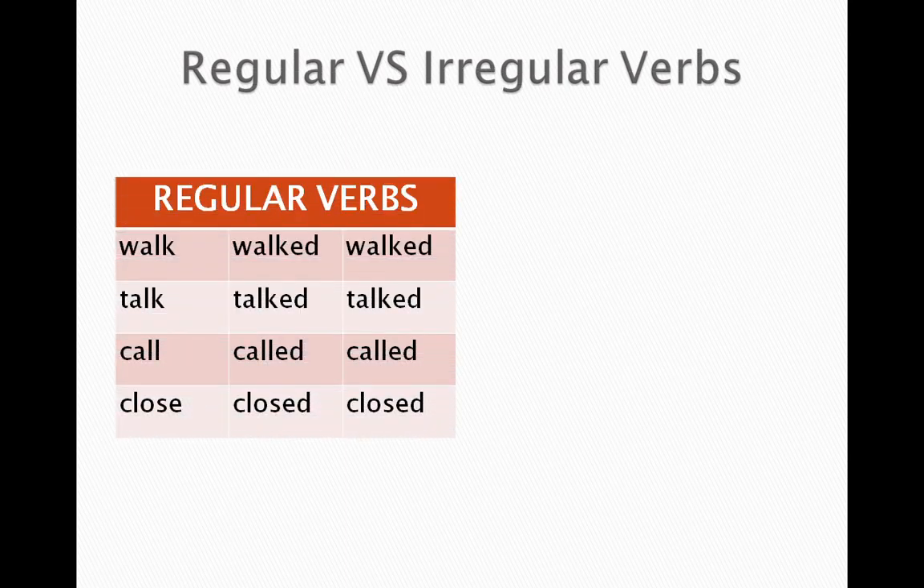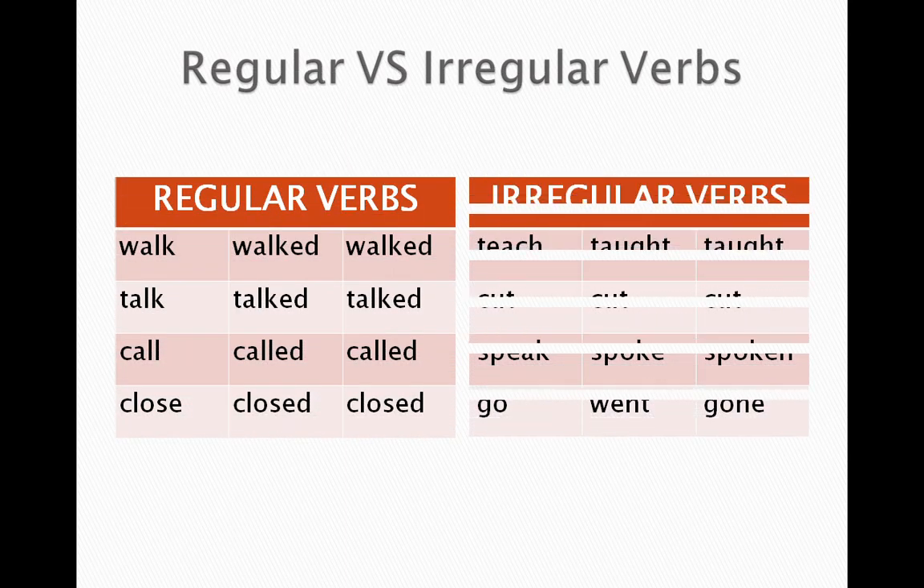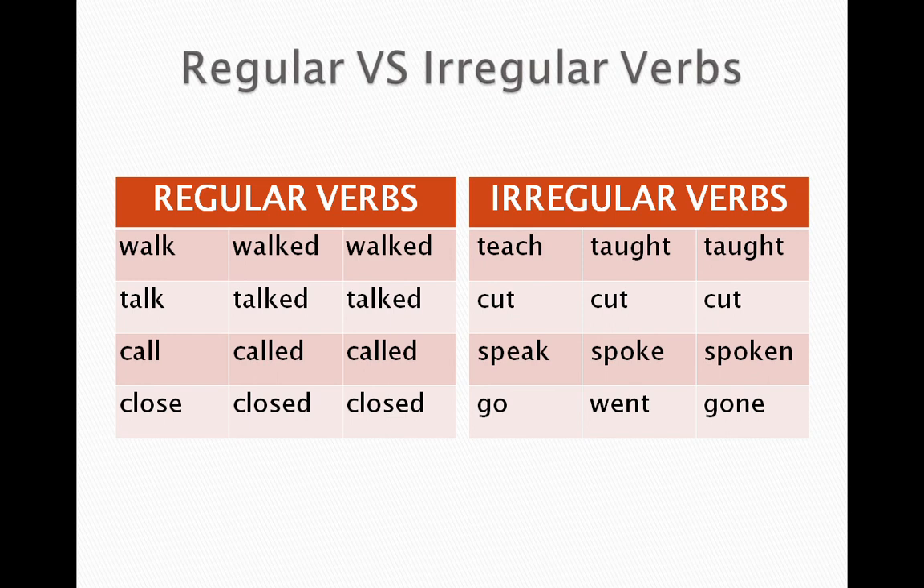Take a look at the past and past participle forms of the same examples. Now they are given in separate tables. On the left hand side are regular verbs and on the right hand side are irregular verbs. Regular verbs, you can see they are taking addition of D or ED to make past and past participle forms, and irregular verbs are following other methods other than addition of D or ED. That's all about main verbs.